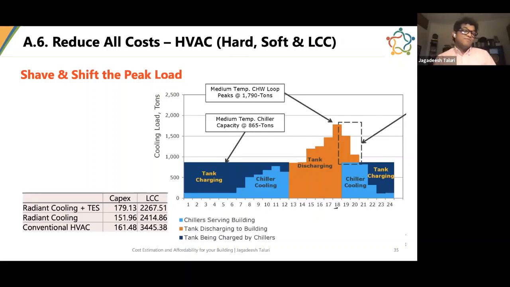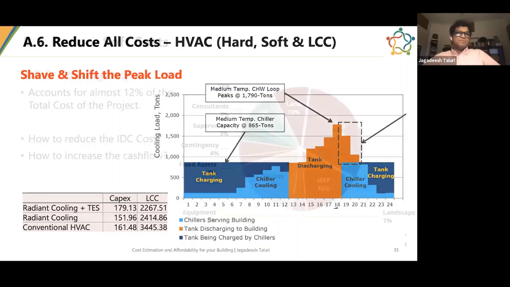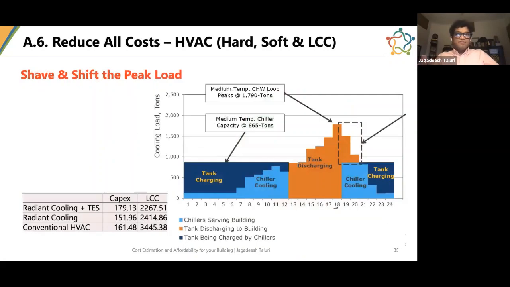But if you see the life cycle costing, the benefit that you will accrue because you're not running the chiller during the daytime, you're not buying this big chiller, and you're running the chiller plant when the power tariff is lower and the power demand is lesser, you will have a life cycle cost which is lower than even radiant cooling. Ergo, you'll end up justifying using the thermal energy storage. So these are the fundamental ways in which you can potentially reduce your hard cost, soft cost, or use life cycle cost to justify the kind of intervention that you're bringing to the table.